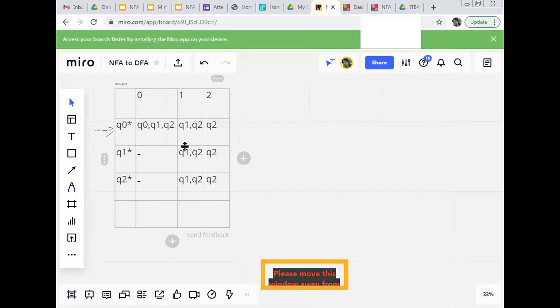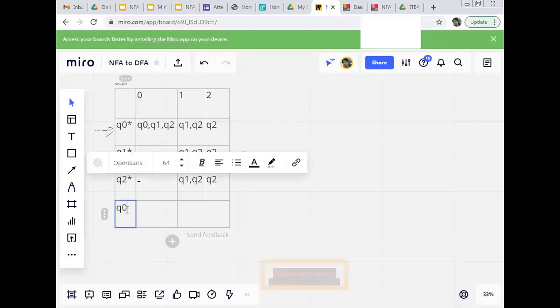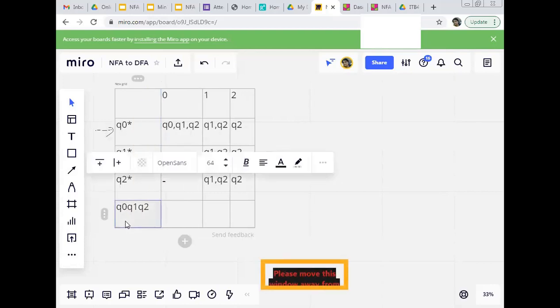Now if this is my NFA, how do we convert this to DFA? We take Q0, Q1, Q2, whichever new combination we have. Here we have Q0, Q1, Q2, that is one combination. Here we have Q1, Q2, the second combination. We take all these together as a new single state with the combination of Q0, Q1, Q2. So here I'll write a new state Q0, Q1, Q2. Now I have created a new state Q0, Q1, Q2.